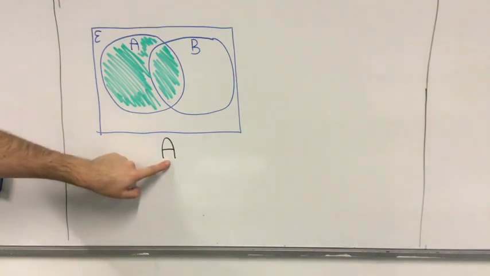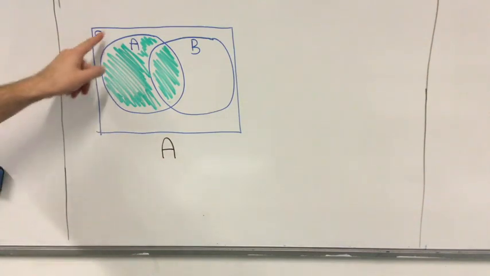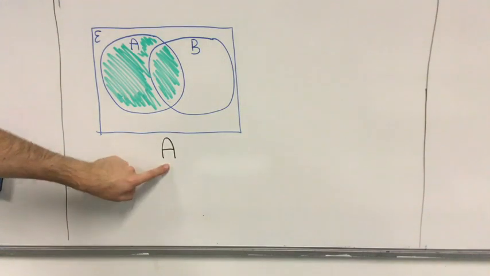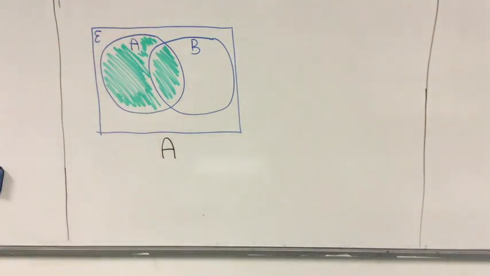So if you see probability say, find A, or how many are in A, you need to look at everyone in this circle here. That's saying everyone who had an apple. That means that whole circle. No fancy language there. Let's do the next one.